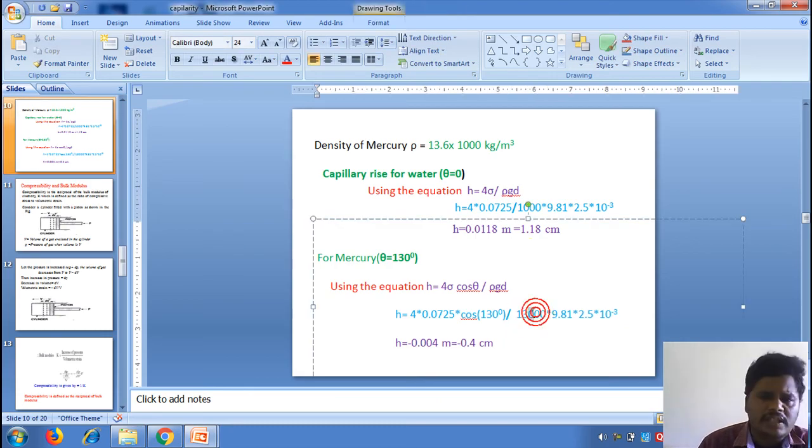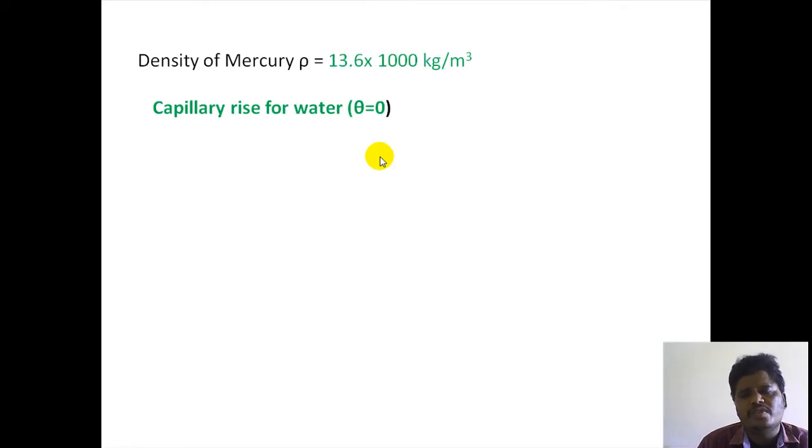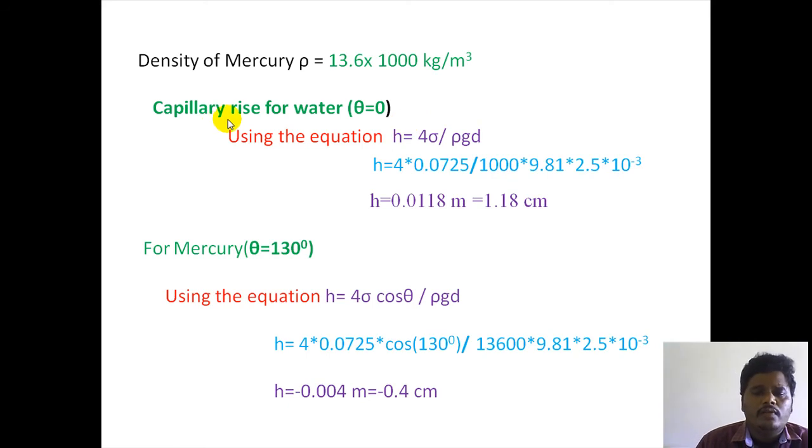Now capillary rise of water. Whenever we take water, theta always remains 0. Using the equation h is equal to 4 sigma cos theta by rho g d, substituting theta equal to 0, we get h is equal to 4 sigma divided by rho g d. So h is equal to 4 times 0.0725, divided by 1000 times 9.81 times diameter 2.5 into 10 power minus 3. From that h is equal to 0.01118 meter. In terms of centimeters, we get 1.18 centimeter.